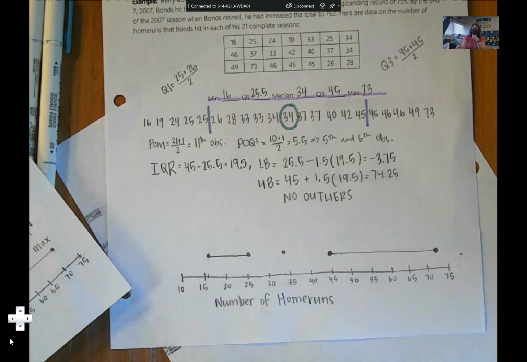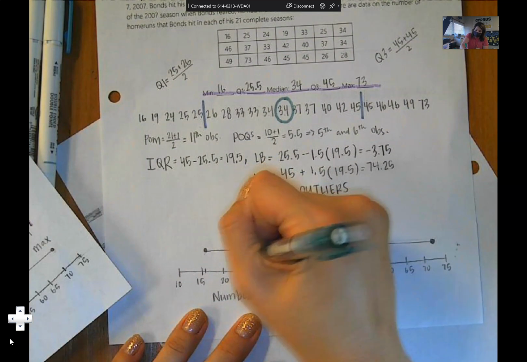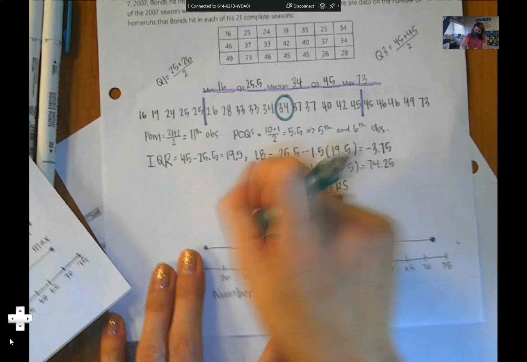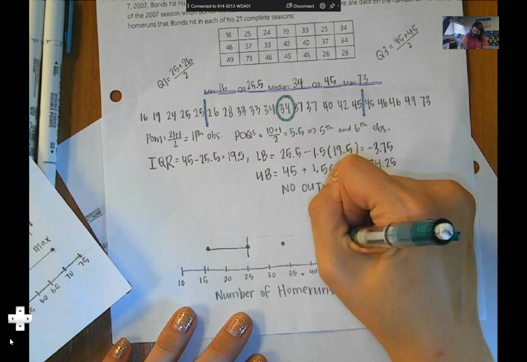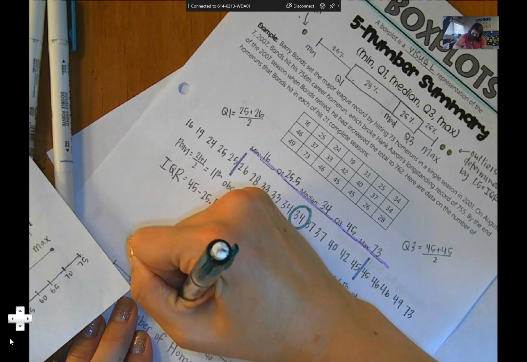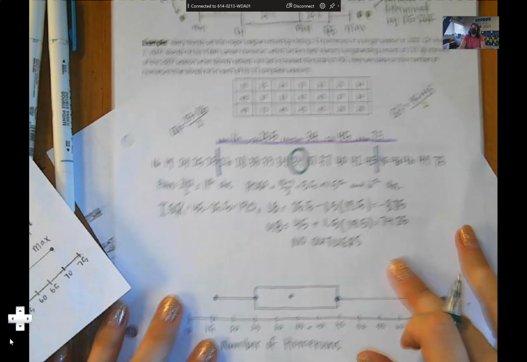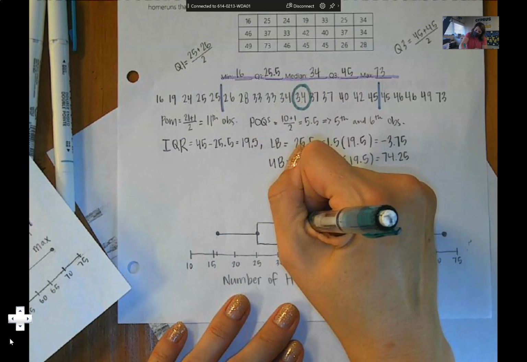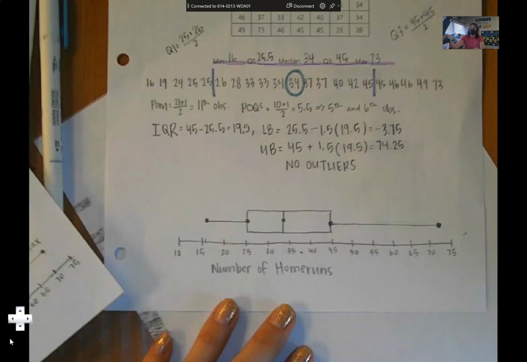So then all that's left is the middle 50% of the data. So the middle 50% is actually the box in the box plot. So I draw a line through quartile 1, a line through quartile 3, connect the bottom and the top, and then I draw one last line through the median. So that's our box plot.